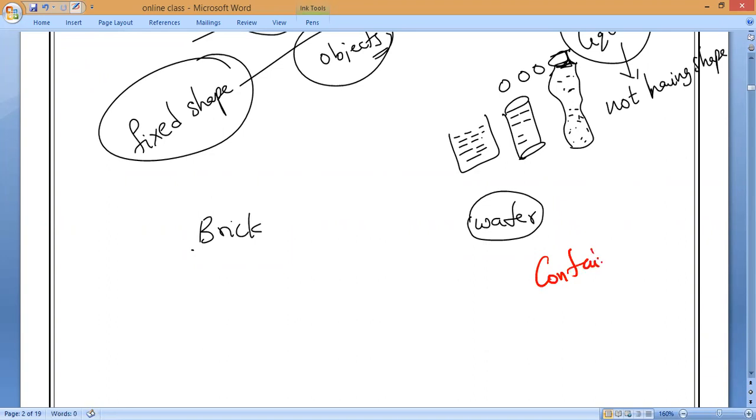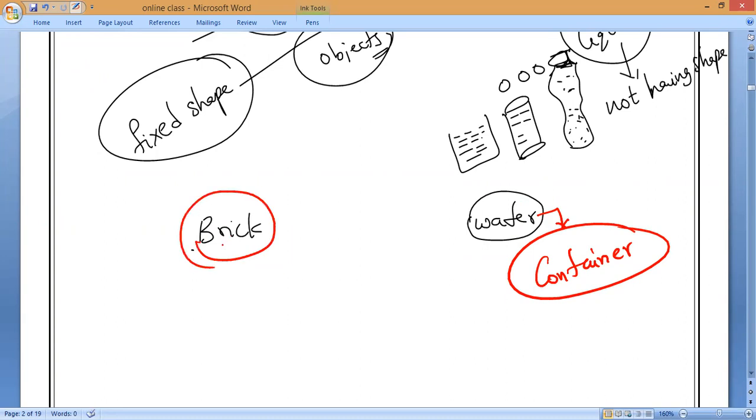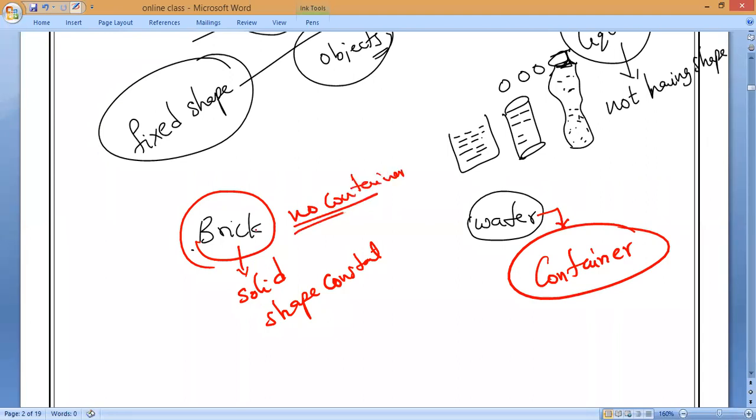Because it will flow, sir. Yes, that is the word I want, everyone. I understand why we always store water in a container or bottle. Why can't we store a brick in a container? A brick is a solid one. Its shape remains constant. Yes or no? Shape is constant, so it can be kept outside also. No container is needed to keep this brick because it is a solid object.